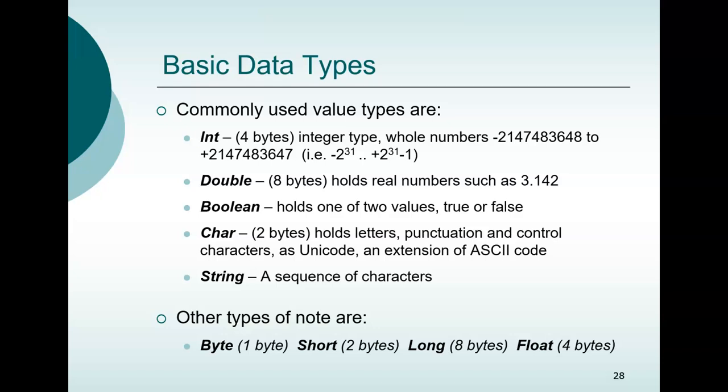Boolean holds one of two values. The Boolean can hold a true or false. A char, which is a character, holds a single letter, punctuations and control characters. Then we have a string. A string can hold a sequence of characters. So if you want to define a variable to hold your name, you have to define it as a string. You can't define it as a char. Char just holds a character. We can have other types like byte, short, long, float. You are going to go through them as you go along to code.